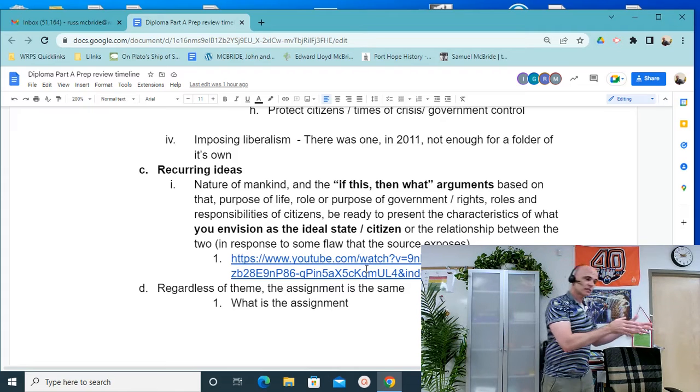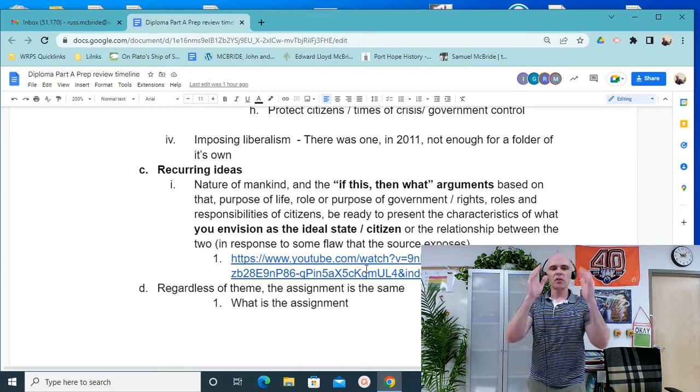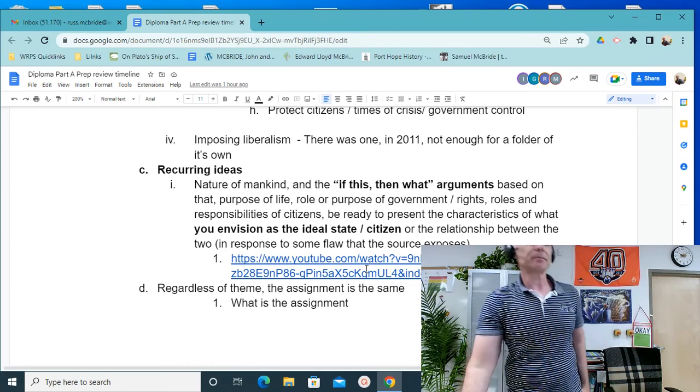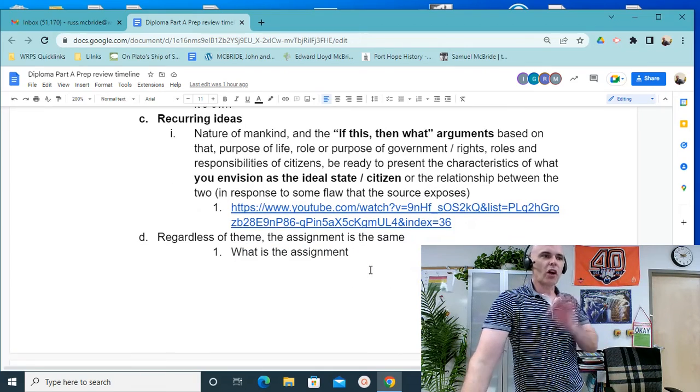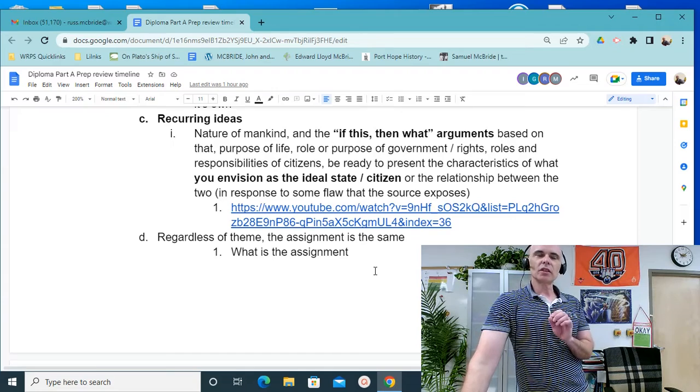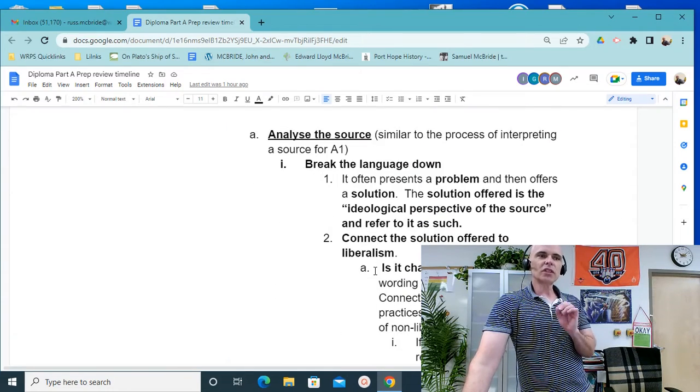If this, then what? If we have racism, if we have violence in the streets, then what kind of relationship with government should we have? What kind of relationship with the legal system and the justice system should we have? Regardless of the theme, the assignment is the same. So what is the assignment? First step is to analyze the source.